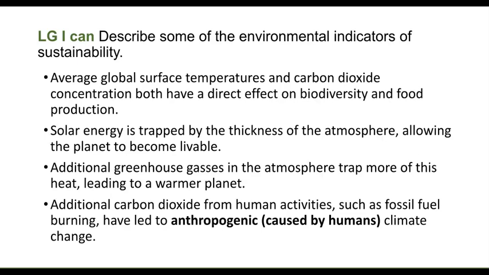Okay, we're looking at our average global surface temperatures and carbon dioxide concentration. These things can affect biodiversity and food production. Solar energy is trapped by the thickness of the atmosphere, allowing the planet to become livable. These are greenhouse gases. You will learn about greenhouse gases in Unit 9. You also learned about them earlier in a chemistry class. And additional greenhouse gases can lead to a warmer planet. And then there are other anthropogenic changes, fossil fuel burning, and other carbon activities.